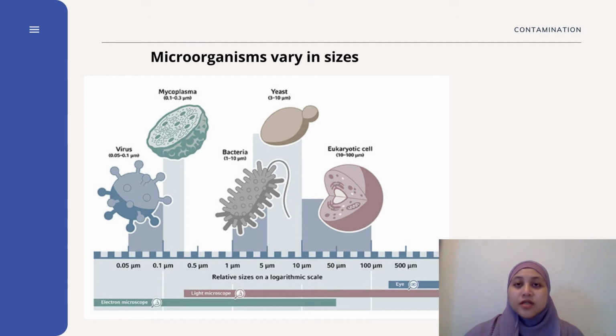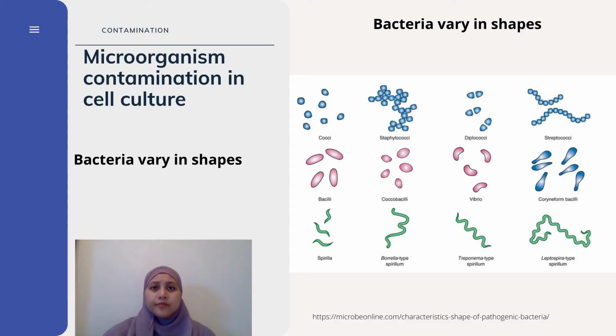This diagram shows different types of microorganisms and they vary in size. If we look at the diameter of the virus, it is the smallest of all microorganisms, whereas eukaryotic cells has the largest diameter of all microorganisms.